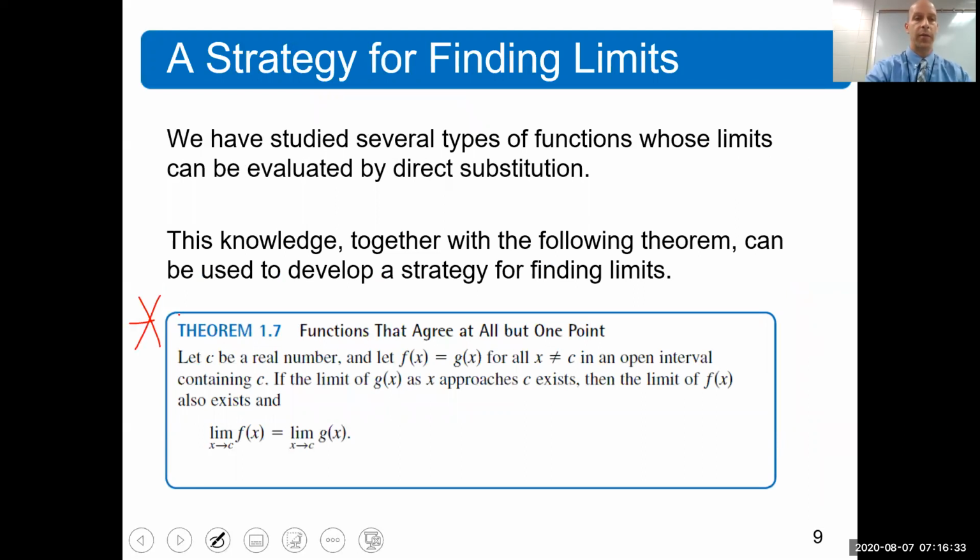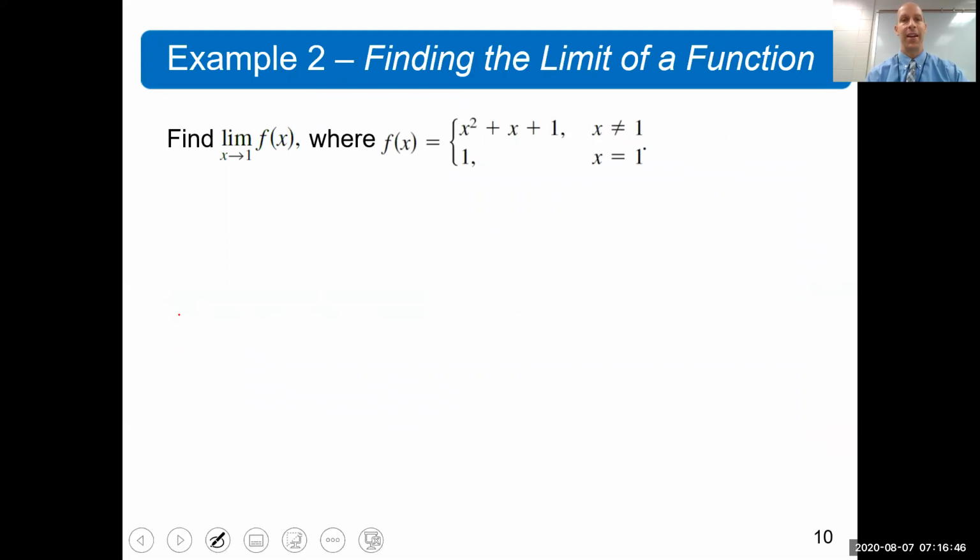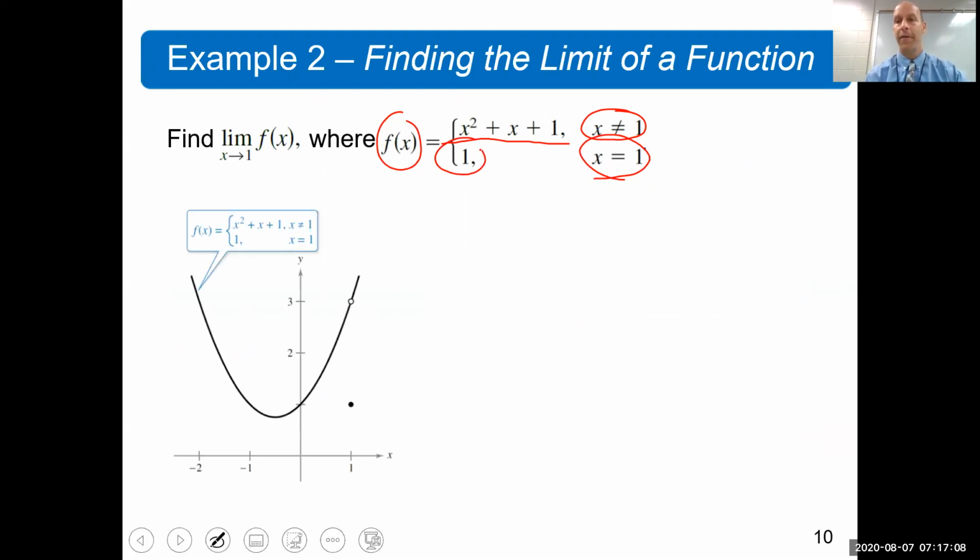This is probably the most important slide in all of the rules for limits. This says a function that agrees at all but one point. Now, I'm going to actually skip this theorem and come back to it. I want to show you an example I think that will make sense. Consider this function here. This is the f of x function. It's a piecewise defined function. We are given that the first piece, when x is not equal to 1, is going to be x squared plus x plus 1, which is going to be a parabola. When x is equal to 1, it's just going to be 1. Now, I'm going to show you the graph of that function.